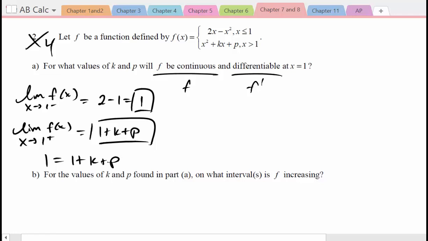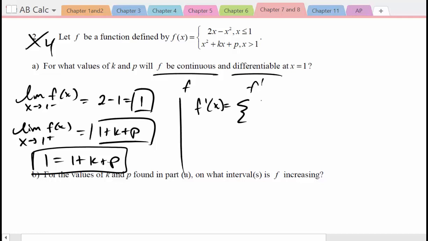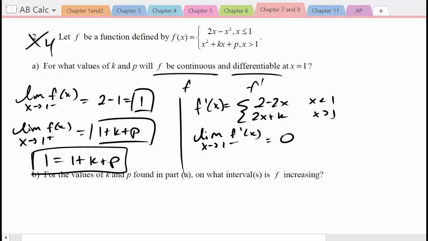This doesn't help us too much because right now we still have two variables. That's why we have the differentiability parts. So first we're going to find what f prime is. F prime is a piecewise function. Take the derivative of each: 2 minus 2x when x is less than 1, 2x plus k when x is greater than 1. So the limit of f prime of x as x approaches 1 from the left, plug in 1 into the derivative, you get 0. The limit of f prime of x as x approaches 1 from the right equals 2 plus k.